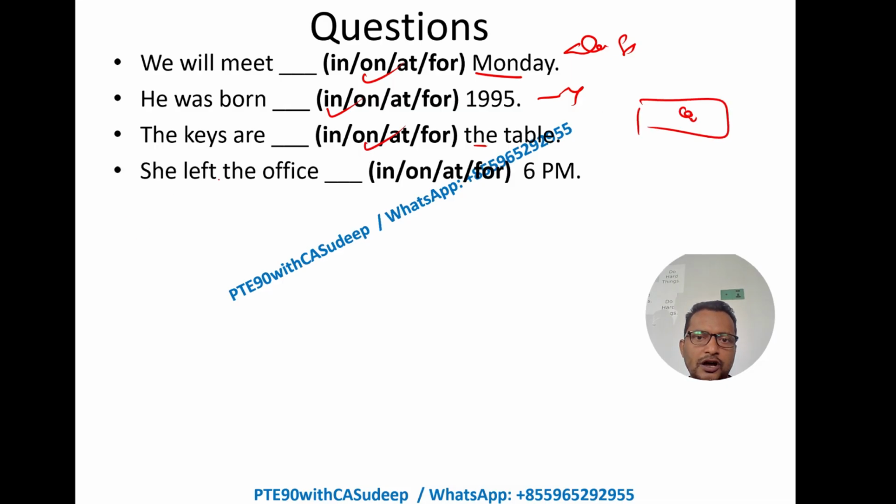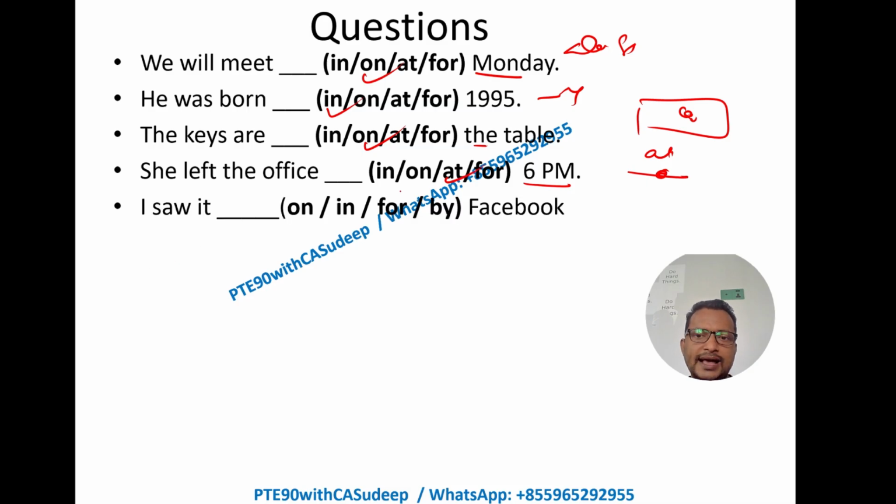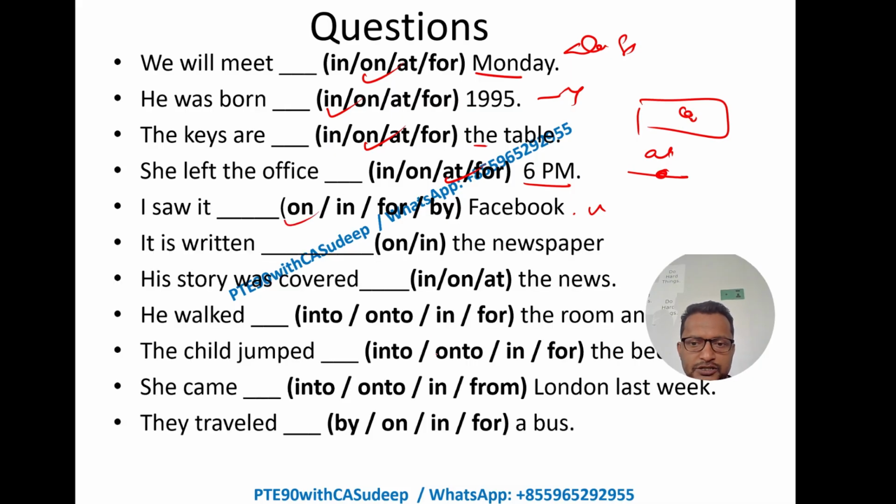And then she left the office dash 6 p.m. We are talking about a specific point of time. That's why at 6 p.m., right? And then I saw it in Facebook or on Facebook? On Facebook, because for media platforms you put on. Similarly, there are other examples that you can do on your own.